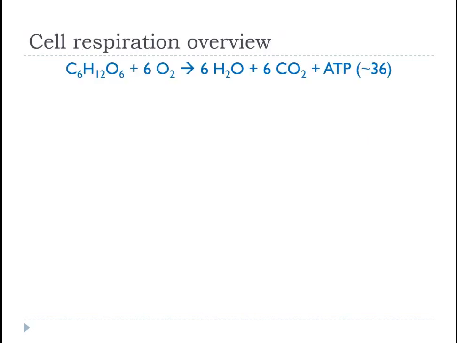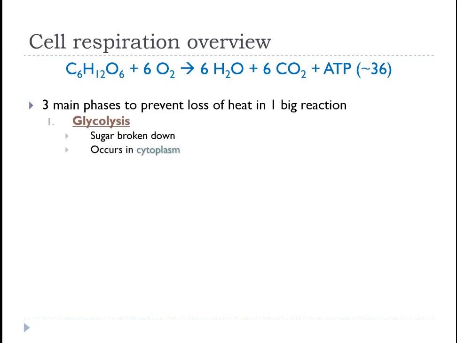Okay, so let's look at this reaction. It's C6H12O6, which is glucose, plus 6O2, turns into 6H2O plus 6CO2 plus ATP. So this is what we call cellular respiration. It has three main things that it goes through. We're going to go through the glycolysis step. Glycolysis is the sugar being broken down, and this happens in the cytoplasm.